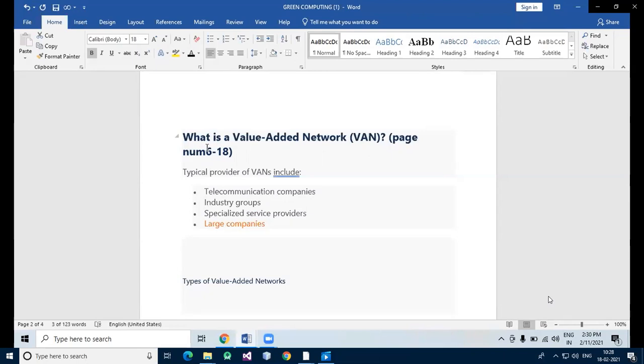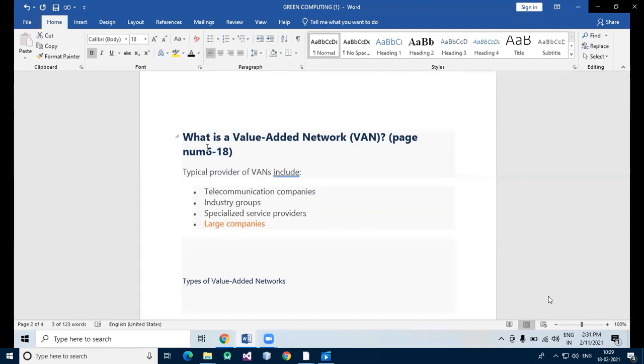The VAN sits on top of the existing common carrier. The carrier provides additional services on top of the infrastructure, called value added services. Hence the name value added network. A VAN is a closed network, which means that only members of the network can access the data. VANs are not connected to the wider internet and use different infrastructure.